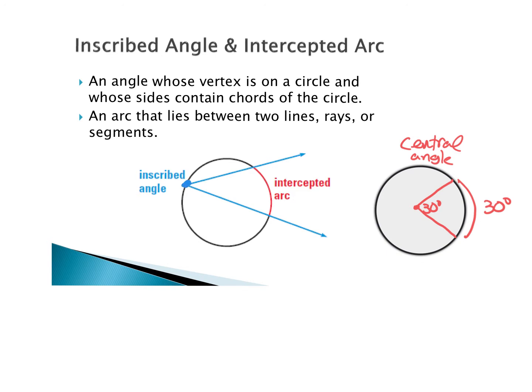The next slide is going to tell us about the measurement of the angle and its intercepted arc. Notice this angle is formed by two chords here. So the central angle is formed by two radii, but the inscribed will be formed by two chords.